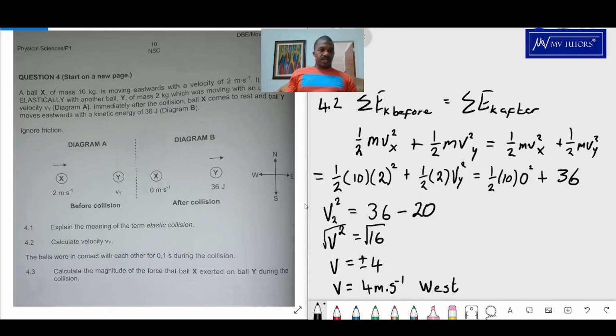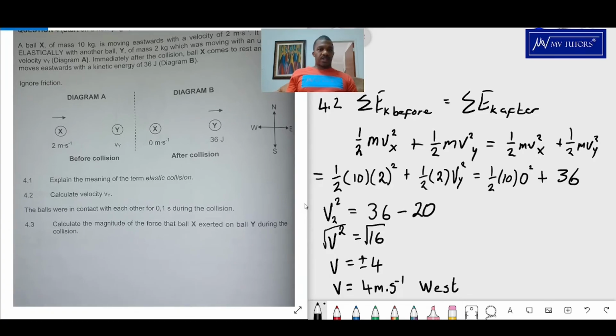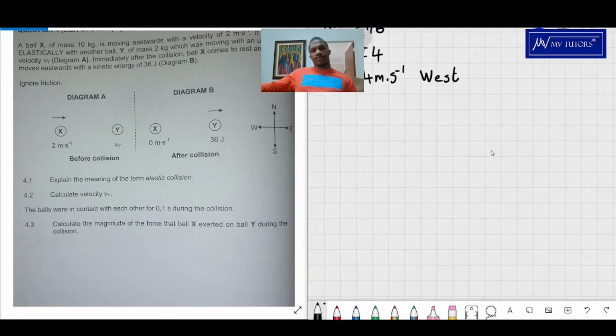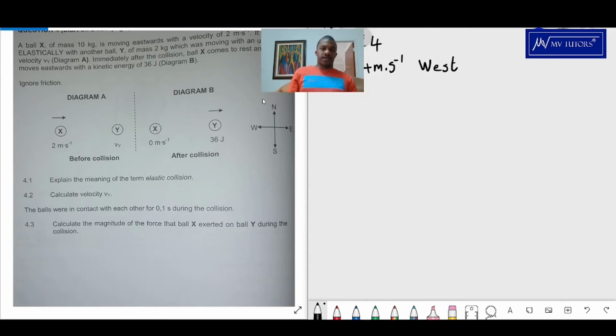Cool. The next question says the balls were in contact with each other for 0.1 seconds during the collision. Calculate the magnitude of the force that ball X exerts on ball Y during the collision. Okay, so we are going to use impulse factors here. All right, so let's choose a different color. This is now 4.3.